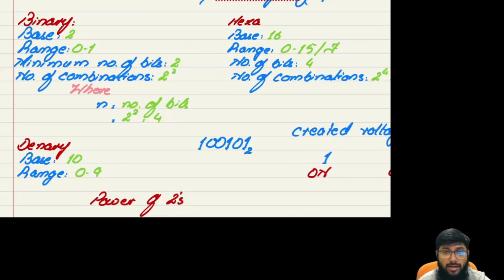So the range over here means that a binary number cannot have any digit less than 0 and it cannot have any digit greater than 1. Minimum number of bits, binary will be dealing with minimum 2 bits and maximum it can go to any number of bits. There is no limit for that. Number of combinations: for the number of combinations, I write a formula that is 2 power, sorry, I mistakenly wrote 2 power 2, it is 2 power n over here.